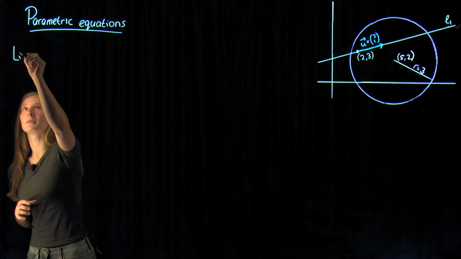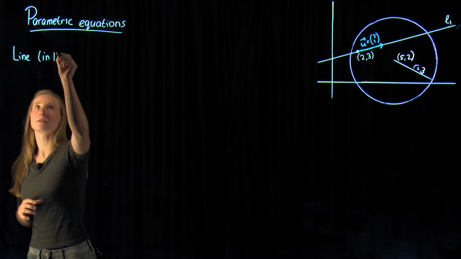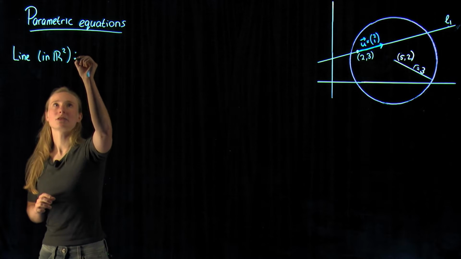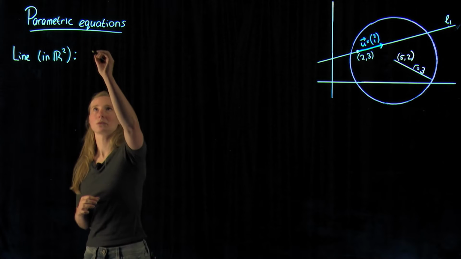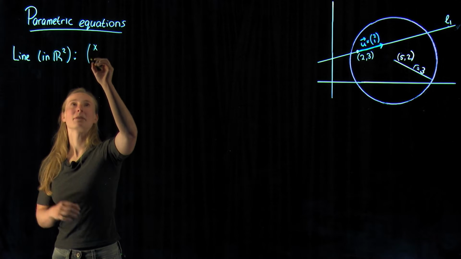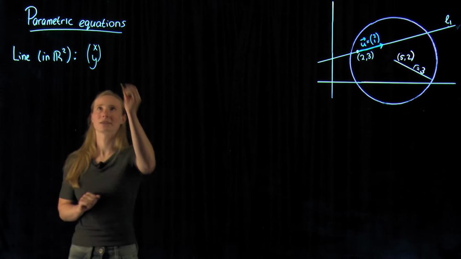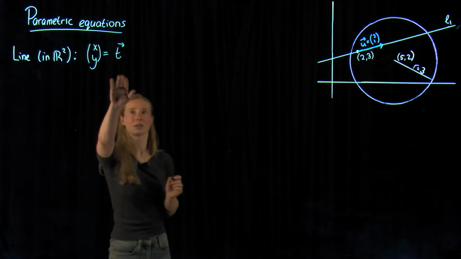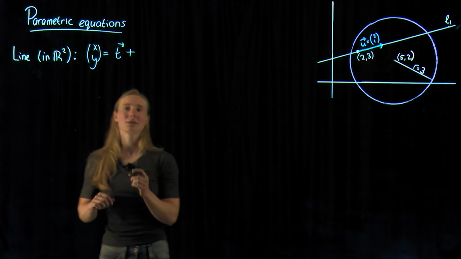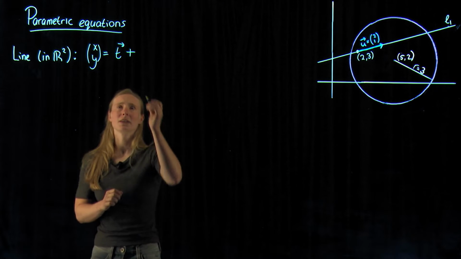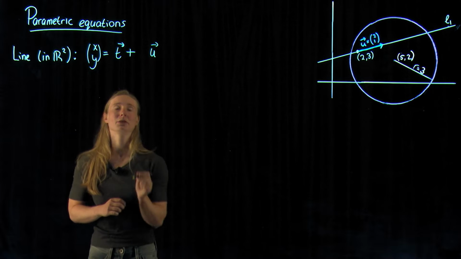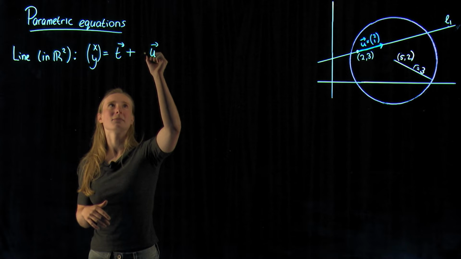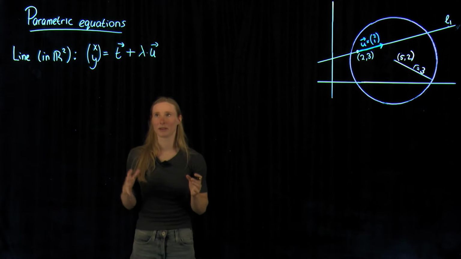So we want to describe a line, let's say in R2. Then to describe a line, we need two parts. So to write a parametric equation, we write this vector (x, y), which is equal to, well, we need some point on the line, so some starting vector, plus, well, the line has some direction. So we get some directional vector u. And in this direction, we need all of the points that lie on the line. So this is multiplied by some constant, lambda in our case.